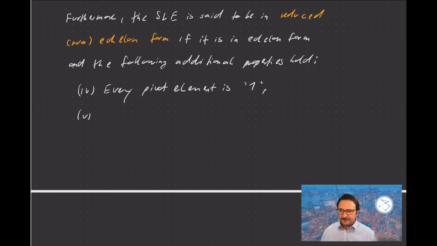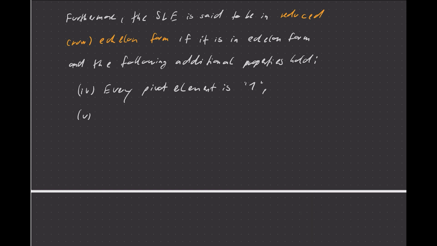And number 5, each column that contains a pivot element has 0 entries in all the other rows. Notice there may be columns that do not have a pivot element. We did not exclude that possibility. There may be columns without a pivot element, but those do not necessarily have 0 entries in all the other rows, or no other rows, formally speaking. But if there is a pivot element, then there's 0 everywhere else in that column.